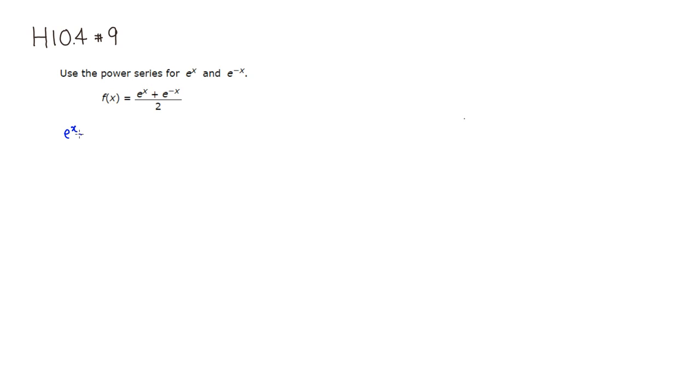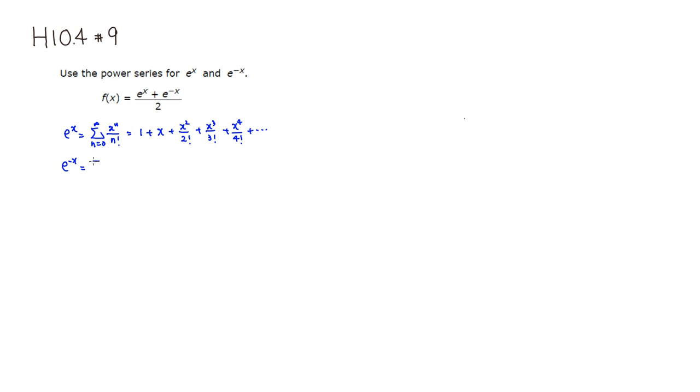So we know that e to the x is going to be a summation, n goes from 0 to infinity, x to the n over n factorial. Right? Which looks like this. It's going to be 1 plus x squared over 2 factorial plus x cubed over 3 factorial plus x to the 4th over 4 factorial and so on.